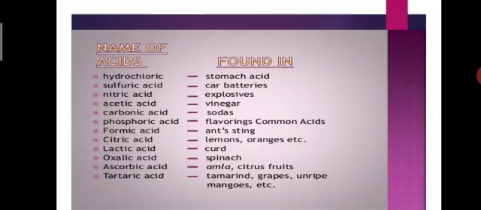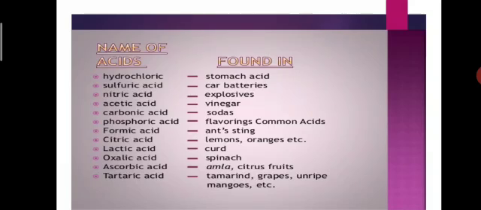See students, this table is very important for you, because many MCQ or very short answer questions will come from this table, asking which acid is present in which substance. So you have to know all these acids and where they are found. Okay, understand? So you understand what acid is.